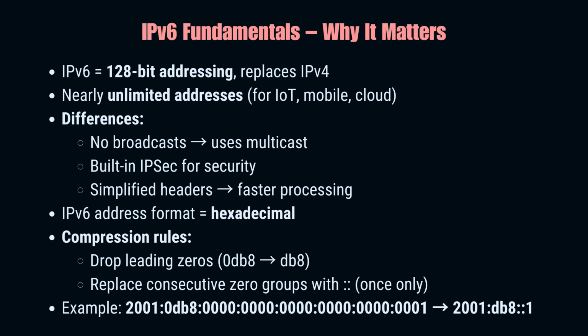FE80::1. Every device automatically gets assigned a link local address, FE80::/10, for local communication, plus potentially a global unicast address for internet access. The /64 prefix length is standard for end networks, giving you 64 bits for host addresses. That's more hosts than all IPv4 addresses combined.